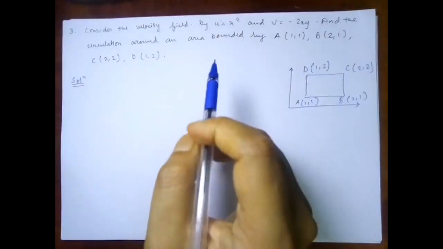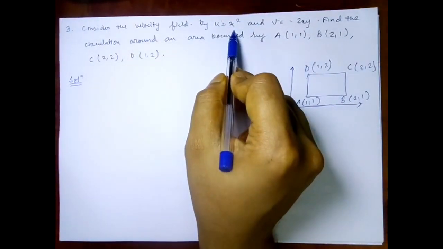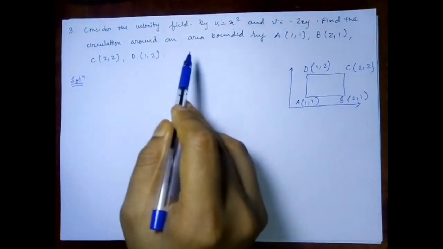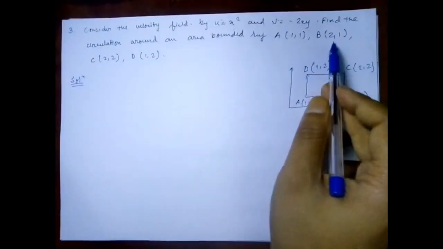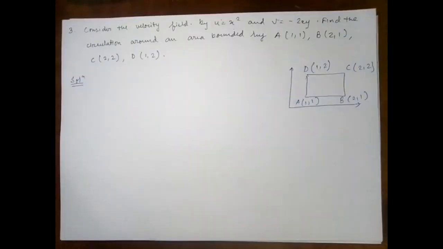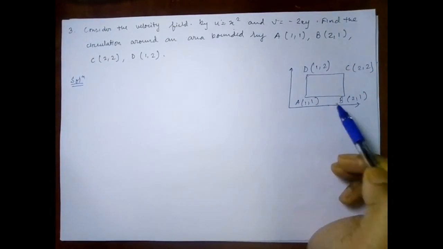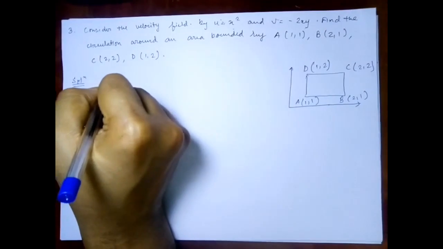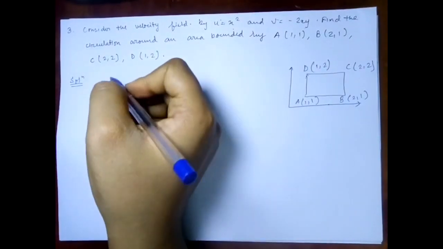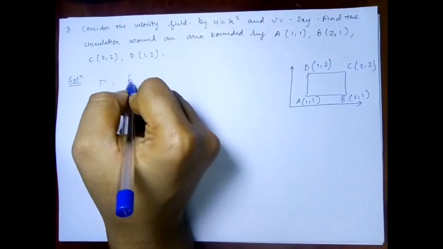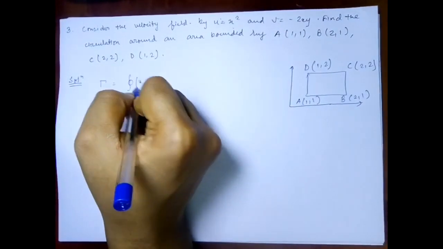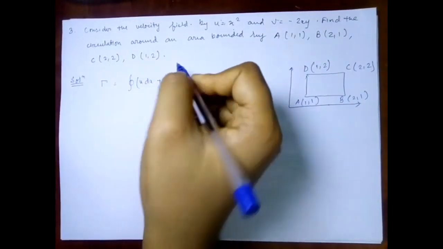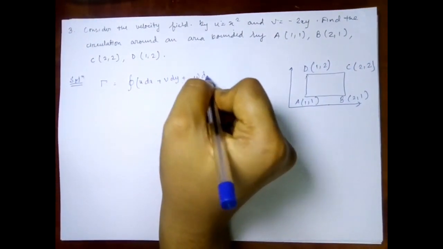So consider the velocity field given by u is equal to x square and v is equal to minus 2xy. Find the circulation around an area bounded by A, B, C, D. The coordinates are given. I have drawn the diagram, and circulation is given by gamma equal to cyclic integration of u dx plus v dy plus w dz.